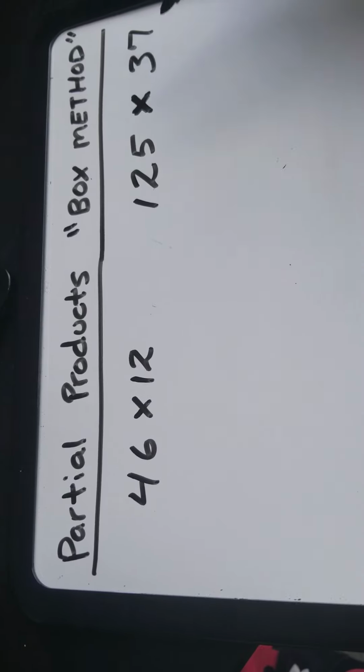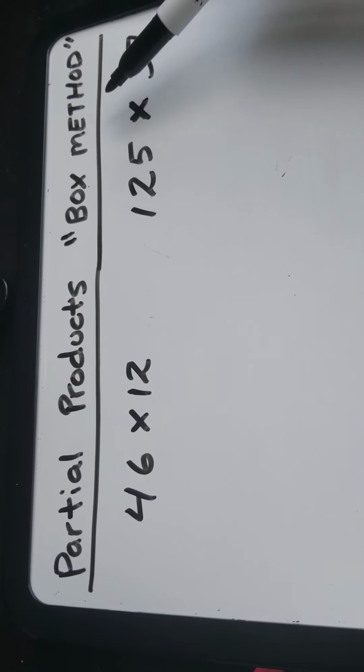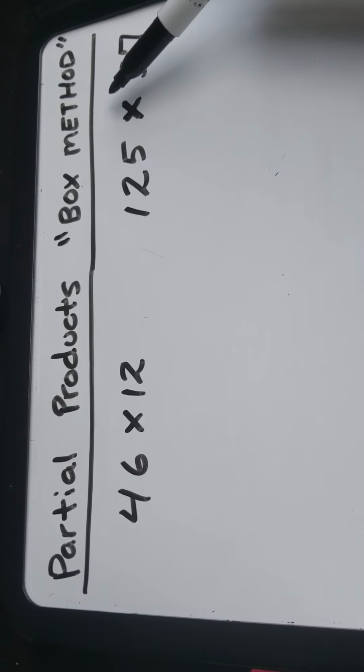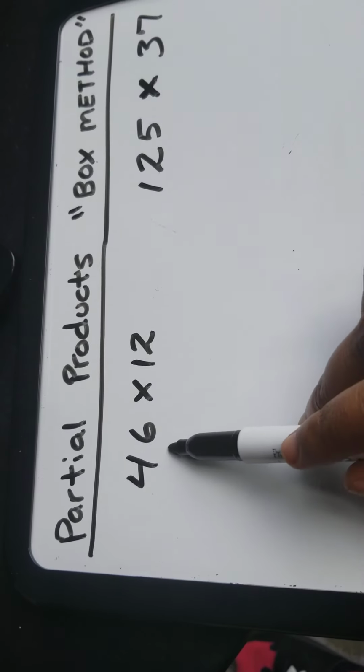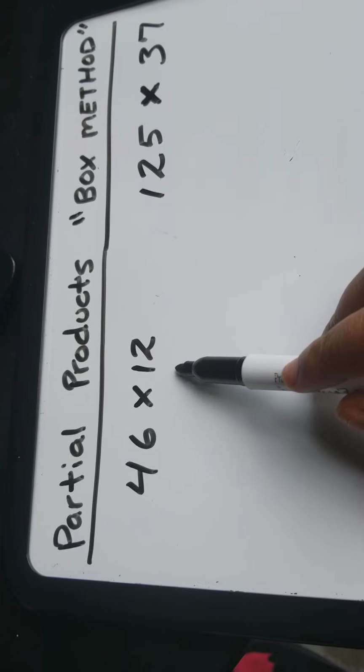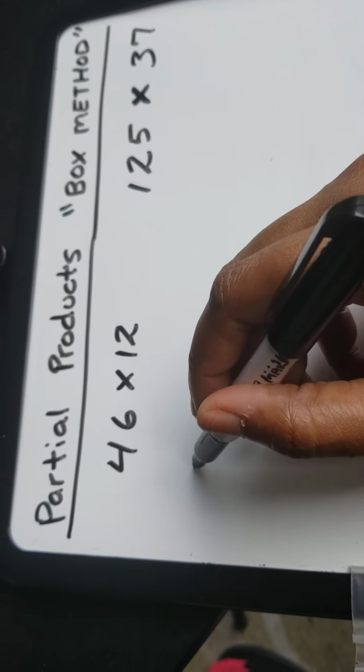All right, today we're going to focus on partial products, which we call the box method. We have 46 times 12. What we're going to do is draw a box.